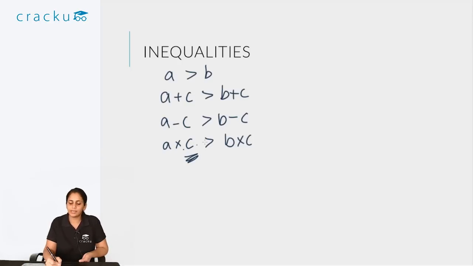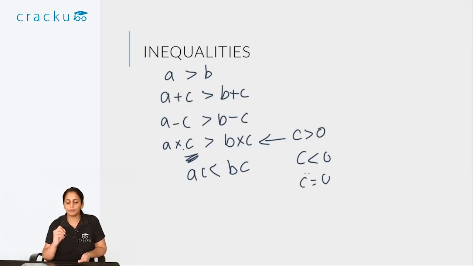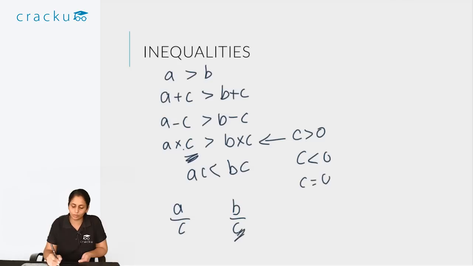Because if you know that c is greater than 0, then this is true. If c is less than 0, you have to essentially flip the sign. In that case, AC will become less than BC. If c is equal to 0, then the inequality no longer holds. Same is the case with divide. So AC and BC, unless I know the sign of c, I cannot tell what would be the inequality sign in this case.